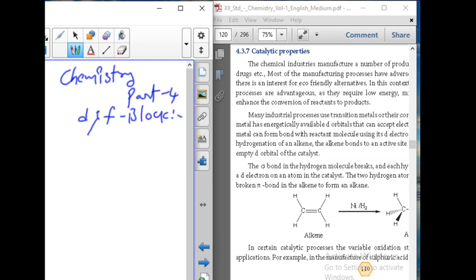So, still now we are following the d and f block elements, properties of the d and f block elements. In those properties, we are going to discuss the catalytic property. Last class we discussed standard electrode potentials and magnetic property, how to calculate the magnetic properties of the d block elements and their ions. Now we are going to discuss catalytic property.